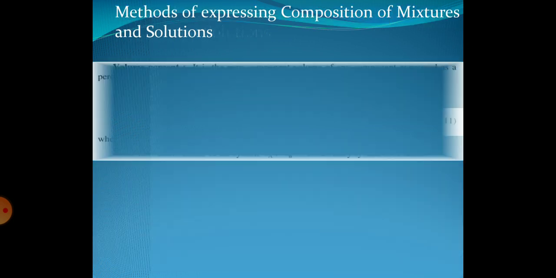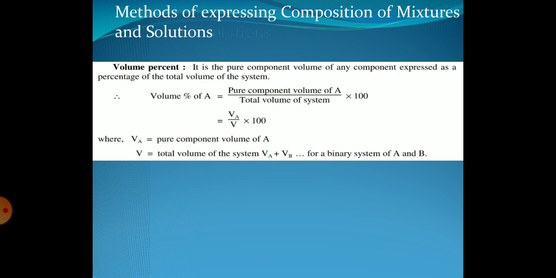Okay, the next is volume percent. Again, it is the pure component volume of any component expressed as a percentage of the total volume of the system. So the volume percent of A will be equal to pure component volume of A divided by total volume of system into 100. So VA upon V into 100, where VA is the pure component volume of component A and V is the addition of pure component volumes A and B for a binary system.